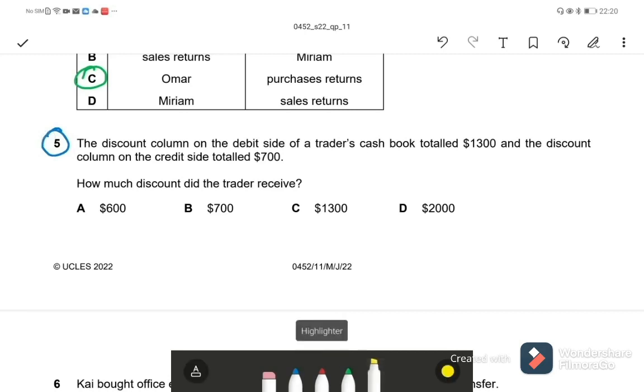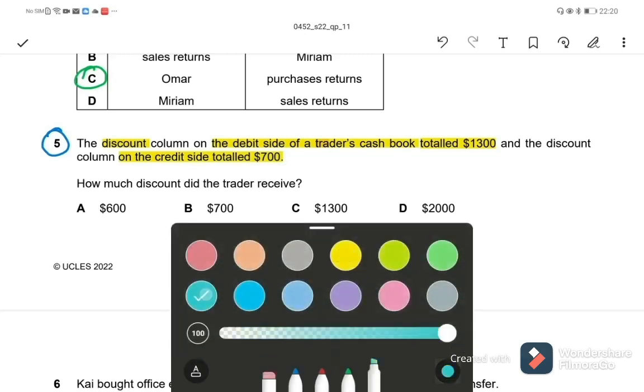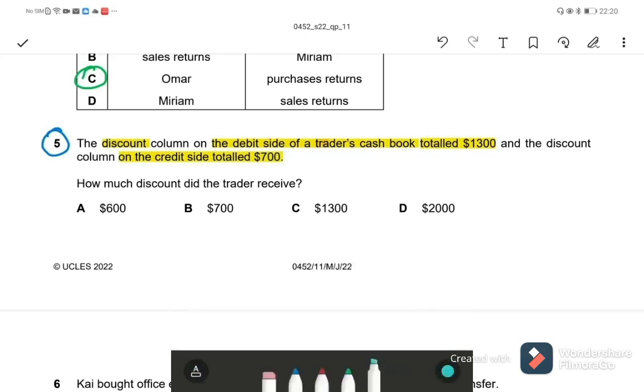Question number 5. The discount column on the debit side of trader's cash book is 1300. The discount column on the credit side total 700. What is the question? The question is, how much discount did the trader receive?